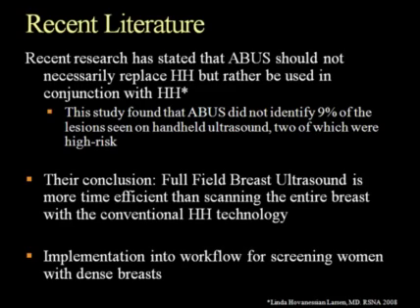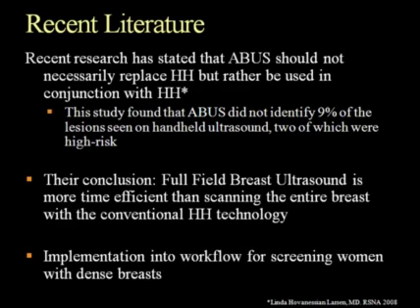They concluded that full field breast ultrasound is time efficient for the radiologist, because it's very difficult with handheld to scan the entire breast. And it's also time efficient for the radiologists themselves. They don't have to be there scanning. They can read these images later. However, they felt that it should not replace handheld because it doesn't identify every lesion.